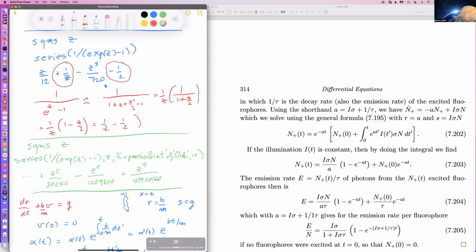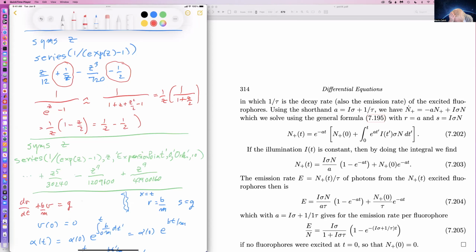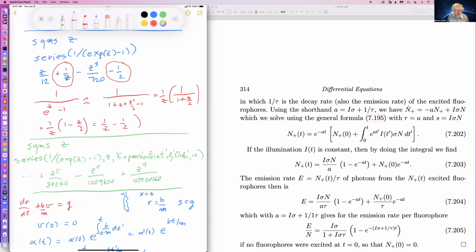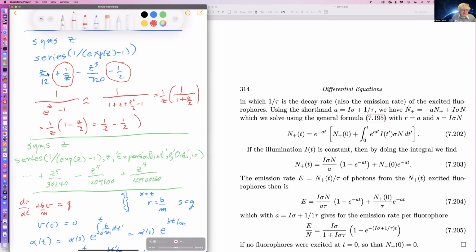Now, suppose you wanted something else. Suppose you wanted more terms. Well, then to get more terms, you insert after the z, forget about expansion point 0, a comma, single quote, Order, single quote, comma, and then whatever the order is, some number like 8, 10, 15, whatever. And then instead of these 4 terms, you get these 4 terms plus z to the 5th over 30,240, and then a z to the 7th term, and then z to the 9th term.